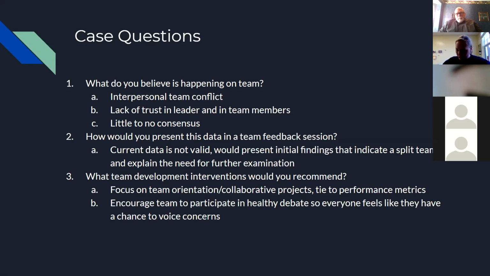And then that team development and intervention that we would recommend, focusing in on orientation and collaborative projects. Like Monica mentioned, tying it to some metrics and performance metrics. If people know that they're going to be evaluated on their ability to work as a team, that's going to be a pretty strong incentive to work together and be collaborative. Encouraging the team to participate in healthy debate, which on the next slide, you'll see that some of that is going to be new, and feedback and openness are going to be based on the limited amount of qualitative data and feedback that we had. That's going to be new for this particular team to be open and honest and work really together.